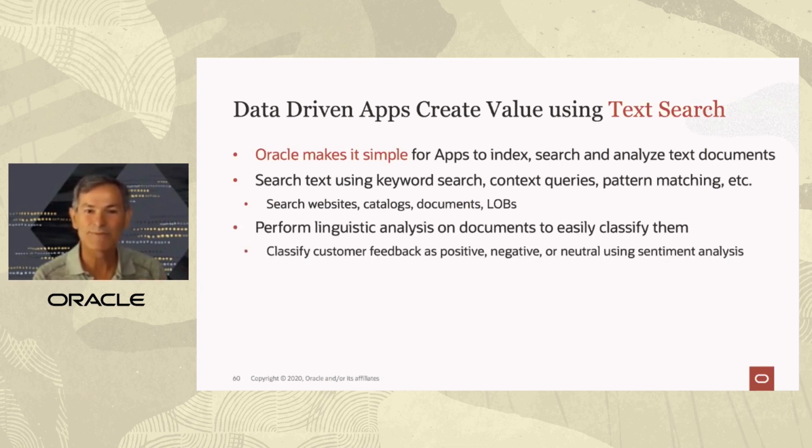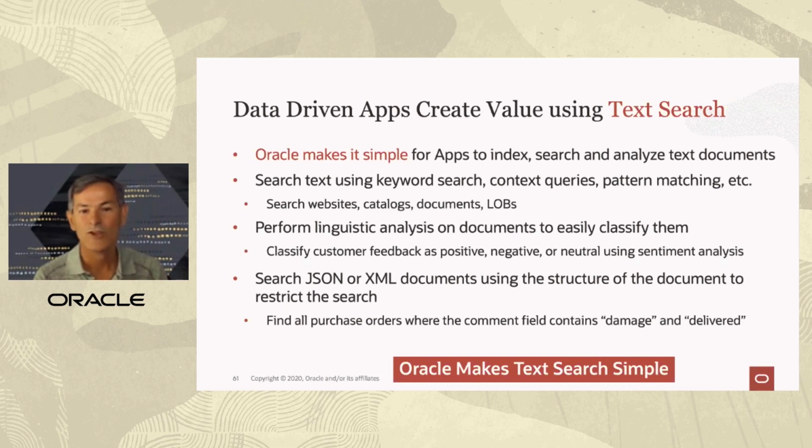And it's not just simple search. You can also perform linguistic analysis on documents to easily classify them. For example, you can classify customer feedback as either positive, negative, or neutral using the sentiment analysis that's built into the Oracle text search algorithms. You can also search for text inside JSON or XML documents using the structure of the document to restrict the search. For example, you can find all the purchase orders where a comment field contains damaged or delivery. By building text search directly in the database and letting it run with SQL, it makes text search dramatically simpler.